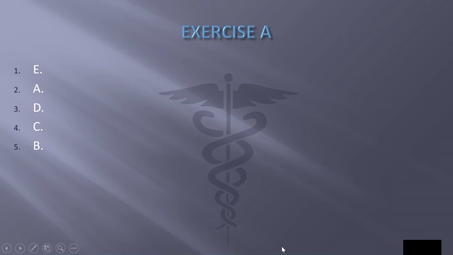These are the matching exercises for the skin and sense organs, beginning on page 266. Exercise A, match the term with its description. Number 1, epidermis is E, the outer layer of the skin. Sebaceous gland is A, oil-producing gland in the skin. Dermis is D, middle layer of the skin containing hair follicles, connective tissue, blood vessels, and glands.